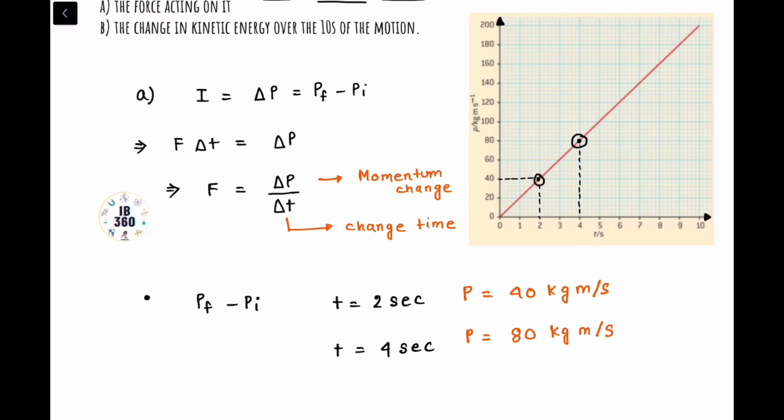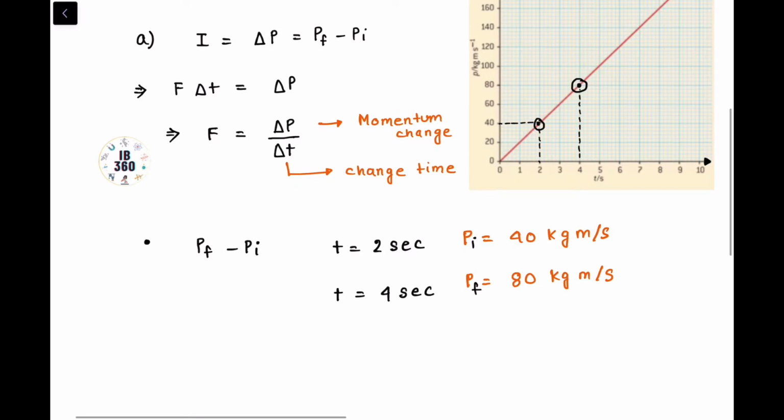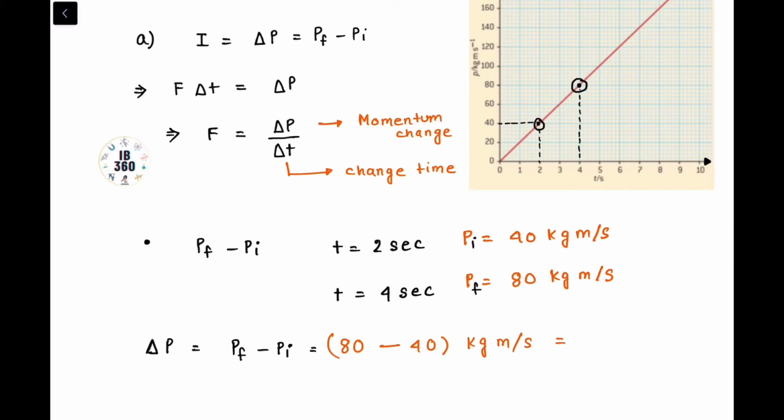So we take t equal to 2 seconds as the initial momentum of the particle and t equal to 4 seconds as the final momentum of the particle. That means delta p is final momentum minus initial momentum. The final momentum is 80 kg meter per second minus 40, so the change in momentum is 40 kg meter per second.